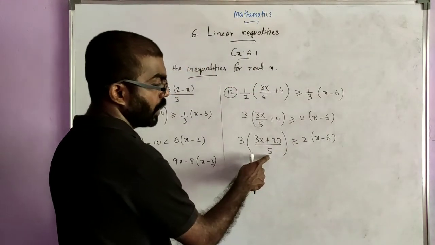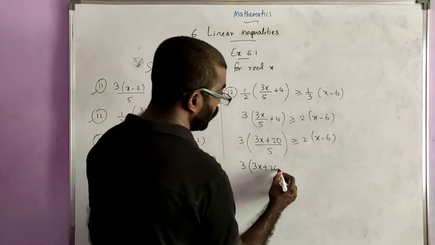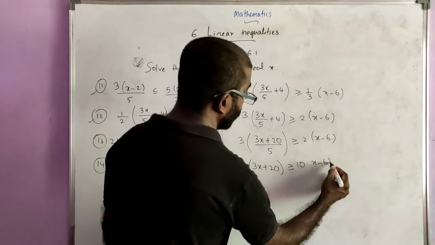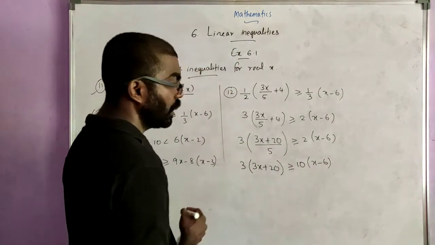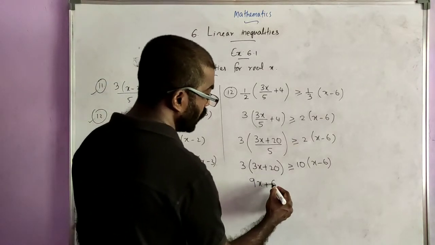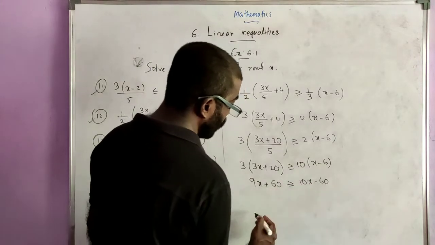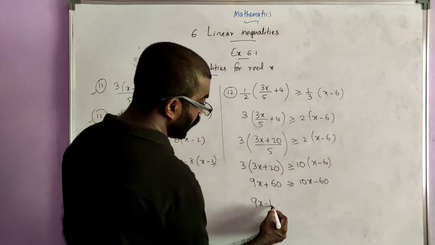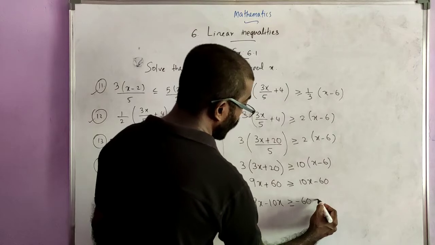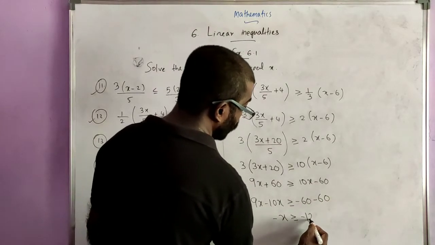Again we can cross multiply this 5 to the right side. So 3 into 3x plus 20 greater than or equal to 5 2s are 10, 10 into x minus 6. Now we can multiply and remove the bracket. 3 3s are 9, 9x plus 3 into 20, 60 greater than or equal to 10x minus 60. Now we can rearrange: 9x minus 10x greater than or equal to minus 60 minus 60. Minus x is greater than or equal to minus 120.